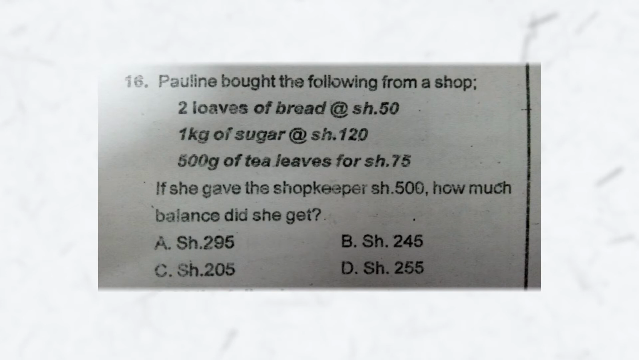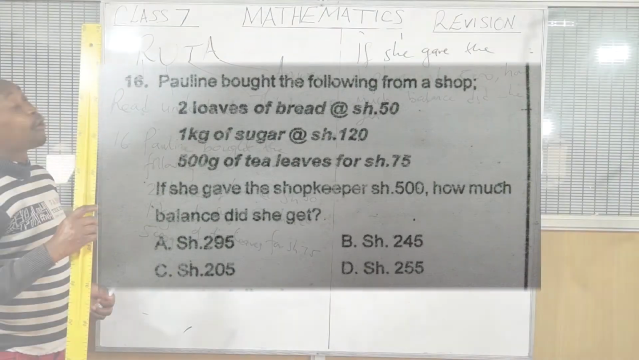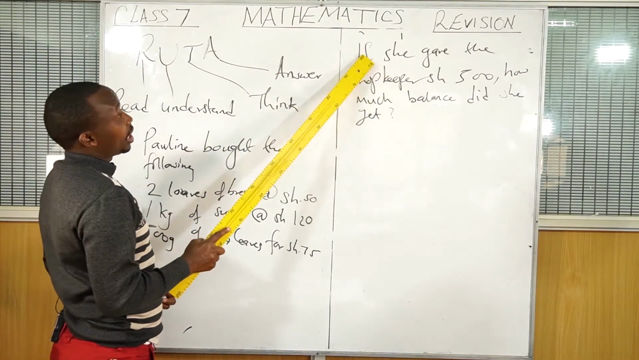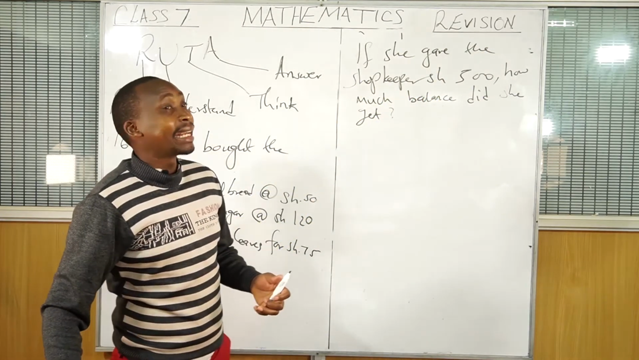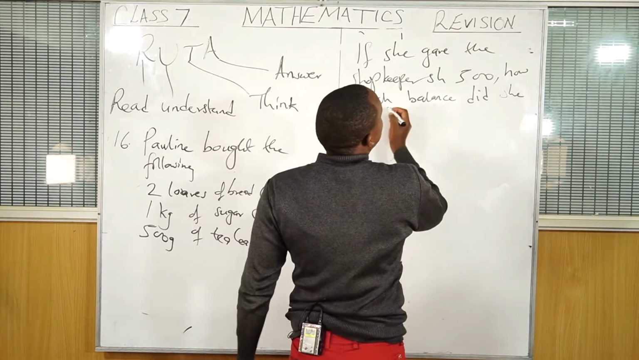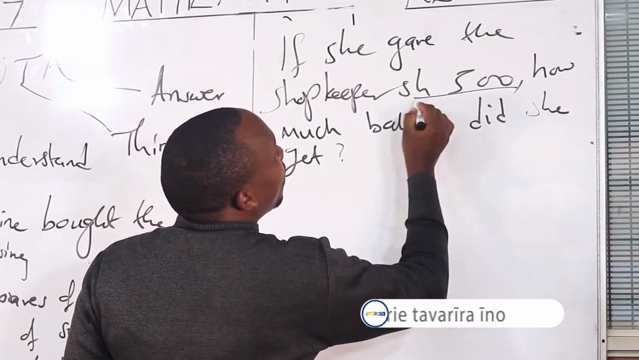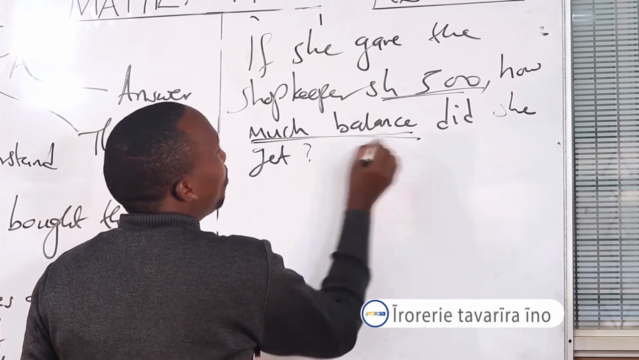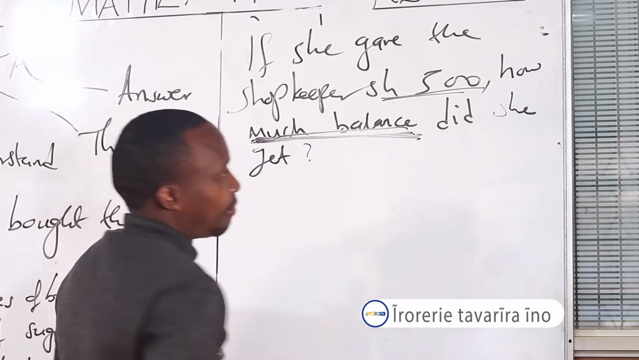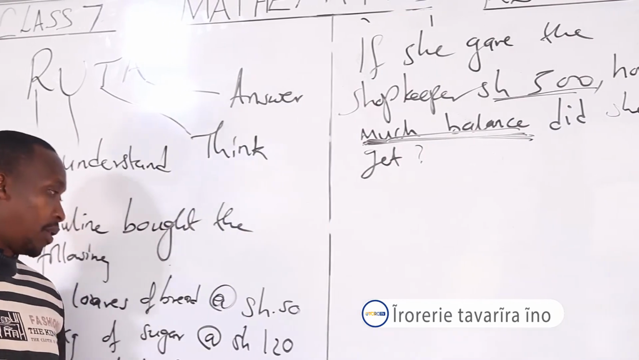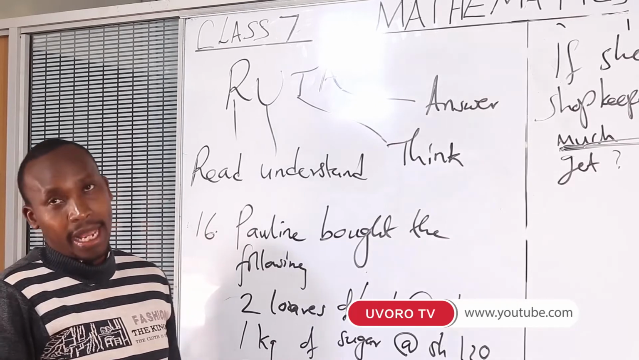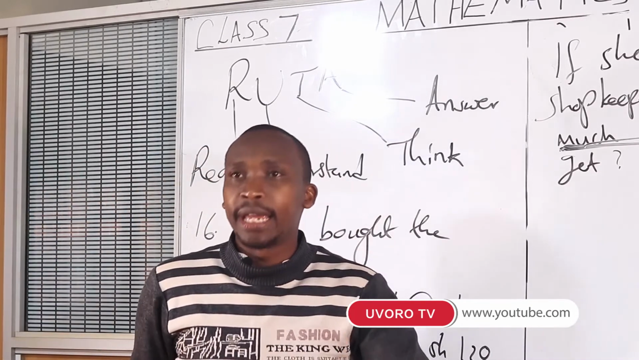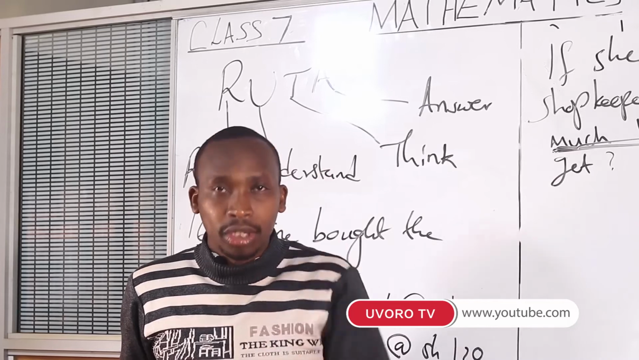Actually R for rooter, R for reading. So let's read our question. If she gave the shopkeeper 500 shillings, and write the keyword, she gave the shopkeeper 500, how much balance? How much balance did she get? Now, at means you multiply. For means you don't multiply.